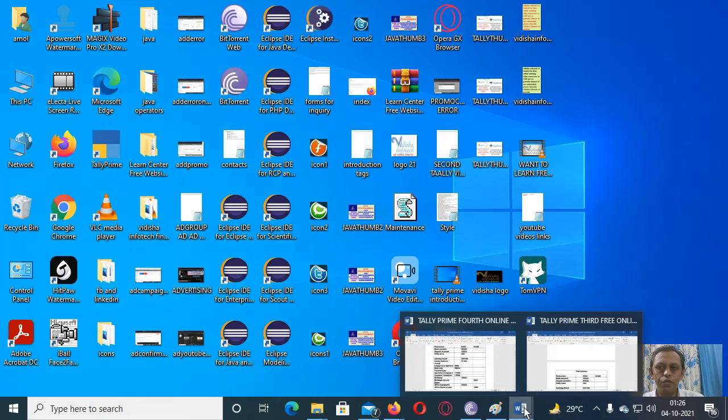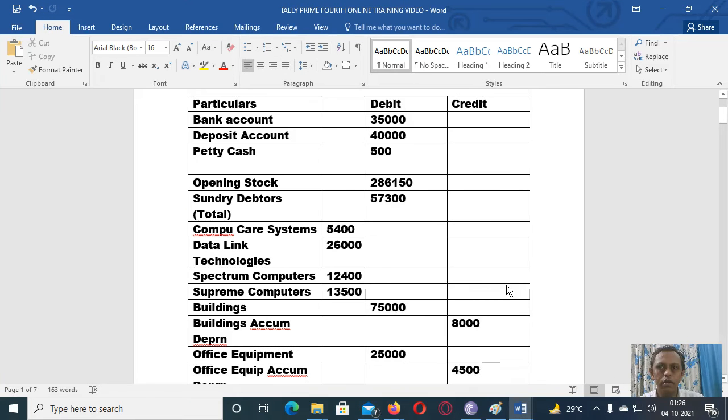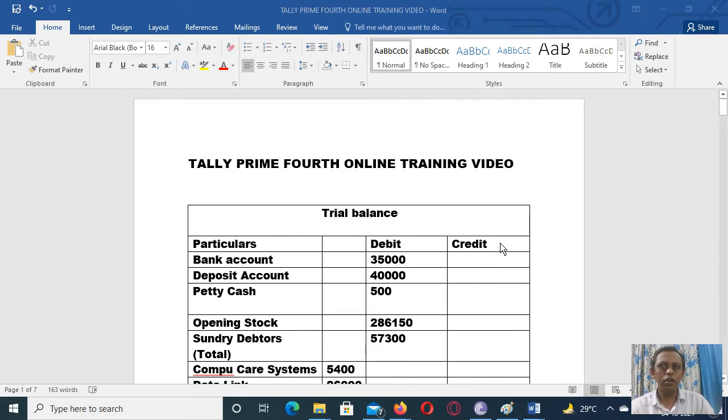So first of all, we will see here. In a previous video, what we saw was this trial balance, and what I told you all was that you have to perform this trial balance on your own. I think many of you have failed to perform this, so I will be helping out with how to create a trial balance in Tally ERP, Tally Prime or Tally ERP 9.